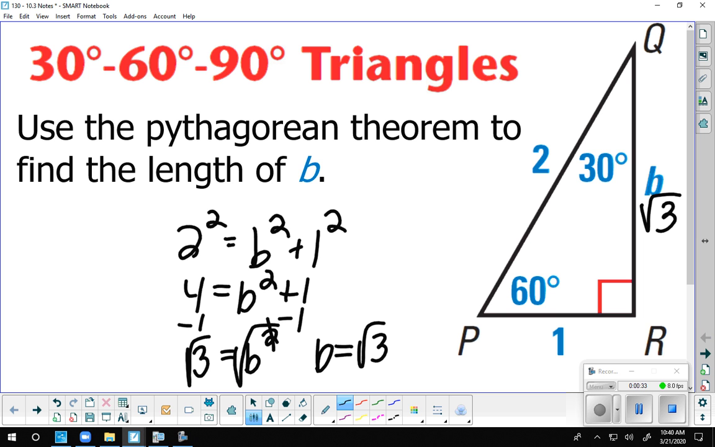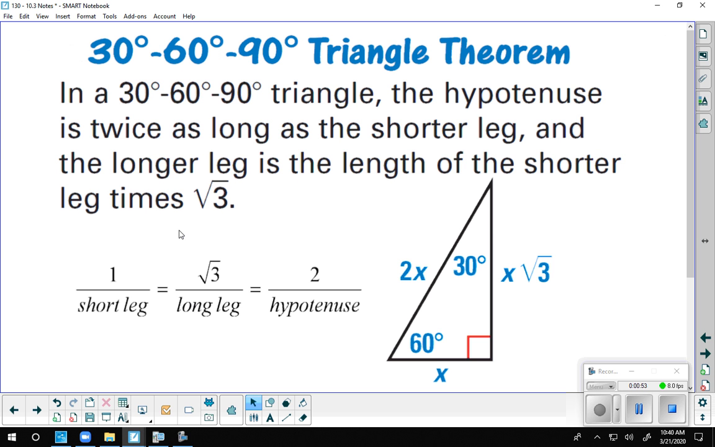This is the pattern. Across from the 30-degree angle is always going to be 1. Across from the 60-degree angle is always going to be the square root of 3. And across from the 90-degree angle is always going to be 2. This is where setting up ratios, unlike the last lesson, is always going to be helpful. Okay, so this is the ratio we're always going to set up.